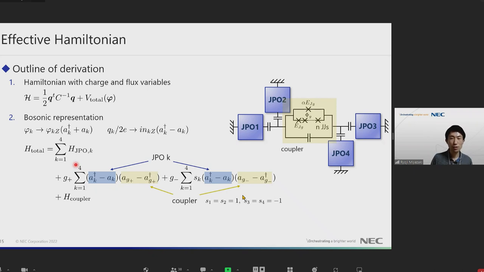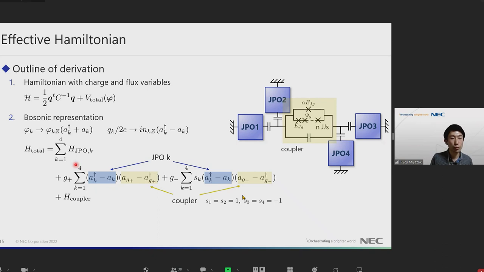The coupler has two edges, so it has two degrees of freedom, but we only consider AG minus because it effectively plays the role of the interaction. So we don't have to focus on edge plus. Anyway, the coupling between the JPO and the coupler is represented like this. And the third step is to transform the previous Hamiltonian to the Hamiltonian for the four-body interaction. Interactions of each JPO and the coupler via such a capacitor transform to the four-body interaction of JPOs.